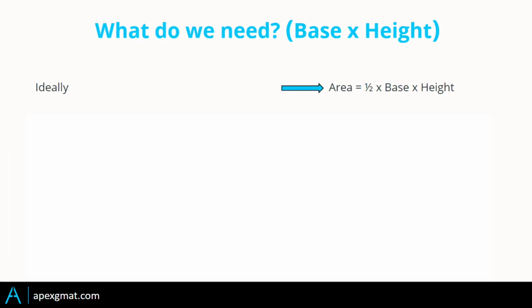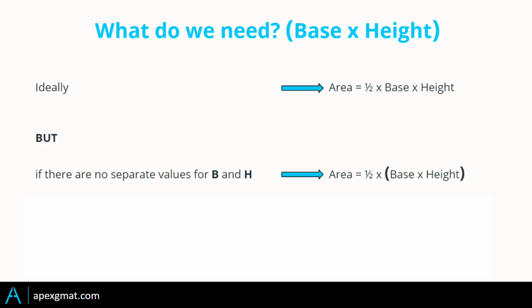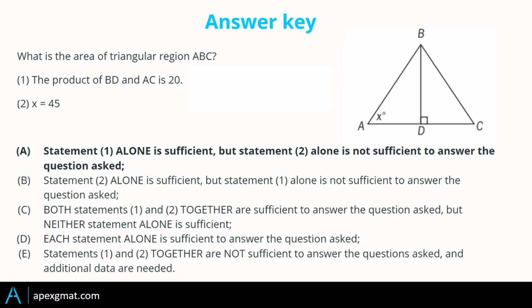Ideally though, of course, before we jump into the introduced information, we want to say, well, the area of a triangle is 1/2 base times height. So if I have not B and H individually, although that'll be useful, B times H is enough. And then it's a question of just saying, well, hey, 1's got what we need, check. 1 is sufficient, 2 doesn't have what we need, isn't sufficient, and we're there.